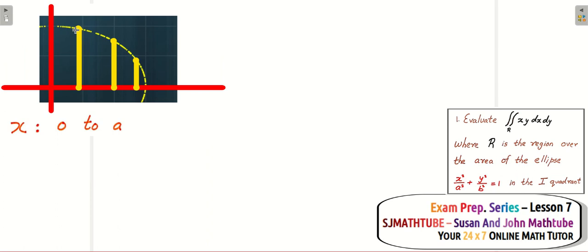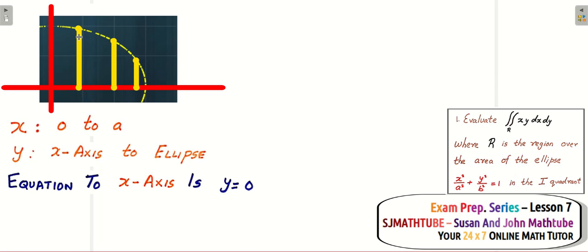So clearly x varies from 0 to a, and y varies from the x-axis to the ellipse. Now what is the equation of the x-axis? The equation of the x-axis is y equal to 0, and the equation of the ellipse is x square by a square plus y square by b square equal to 1. It's given in the question.